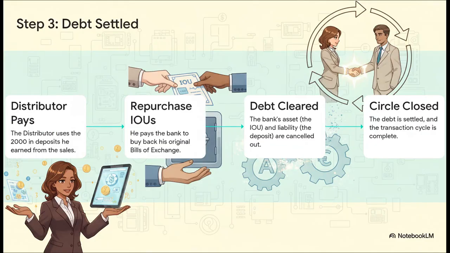Finally, it's time to close the loop. The distributor takes that $2,000 in deposits he earned and goes right back to the bank. He uses that money to pay off his original debt by buying back his own IOUs. The debt is settled and the transaction cycle is complete.